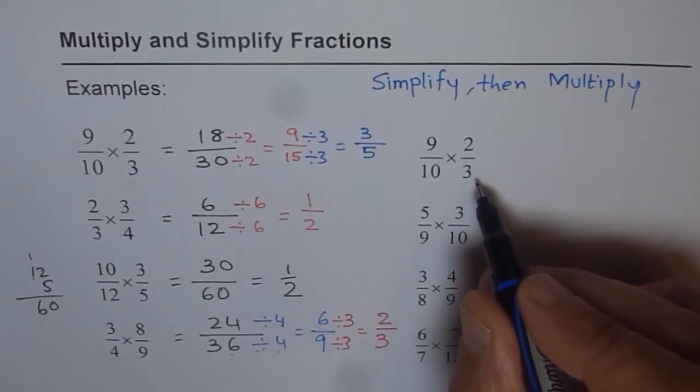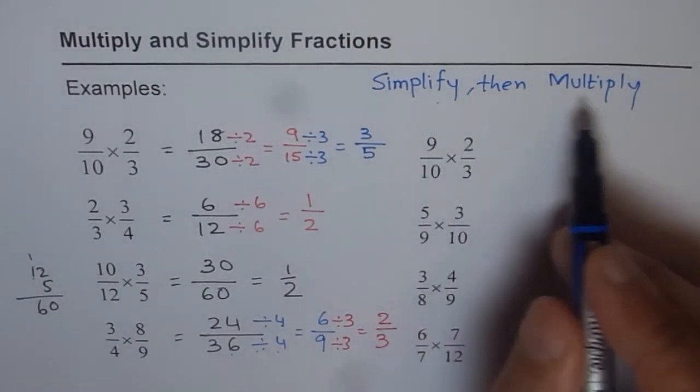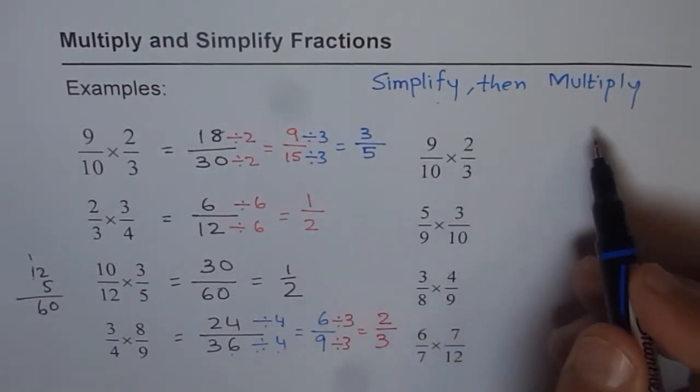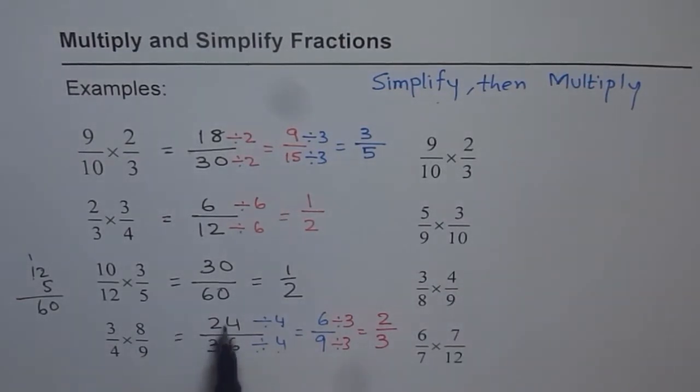You know what the advantage here is? If you simplify then multiply, you'll end up with small numbers. See here, these were very big numbers and it took us a lot of time to simplify. It is better first to simplify and then to multiply. Let me show you the difference.